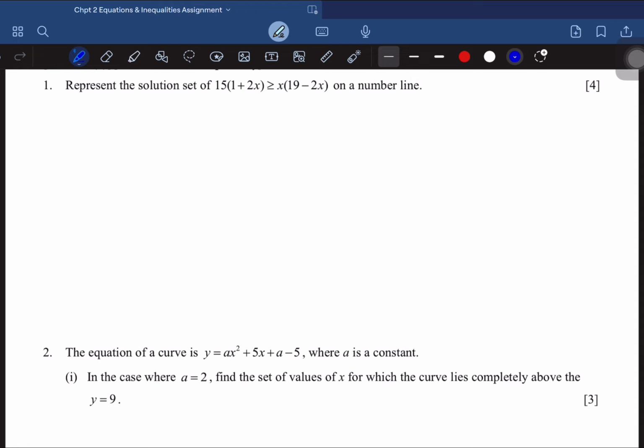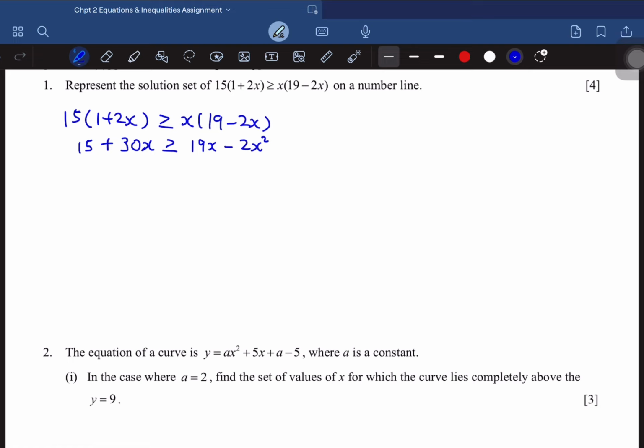So I have 15, 1 plus 2x, times 19 minus 2x. Okay, so this is the quadratic inequality. What happens? We have to expand the bracket. So 15 plus 30x, 19x minus 2x squared.